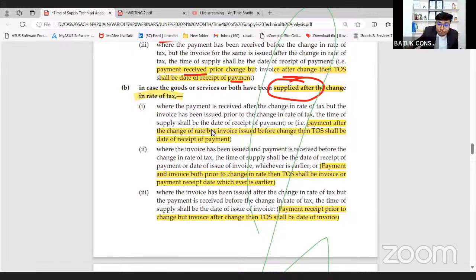Now suppose payment is made after the change in rate of tax but the invoice has already been issued. In that case, your date of receipt of payment will be treated as time of supply.